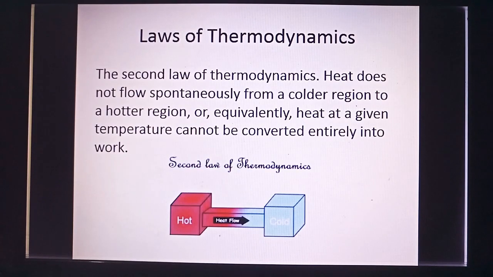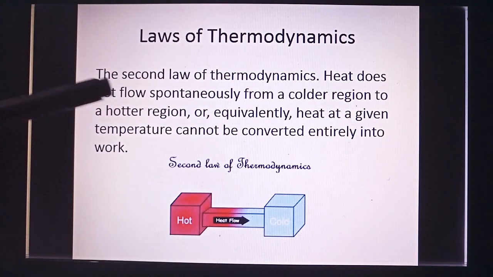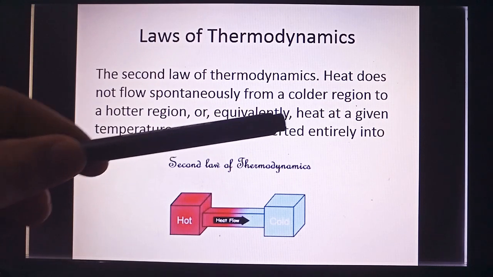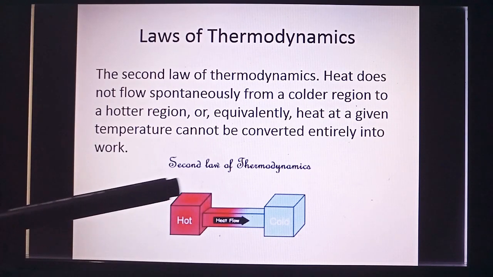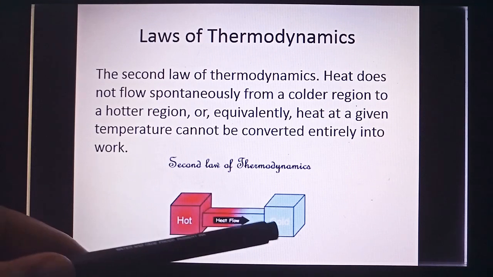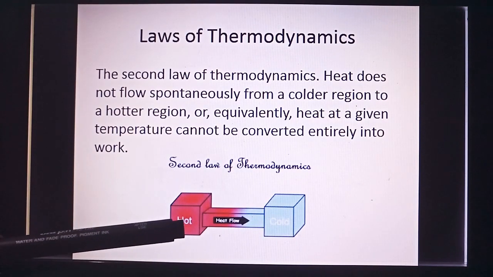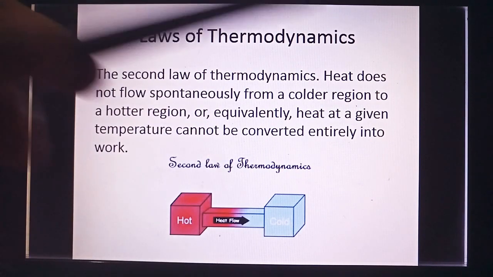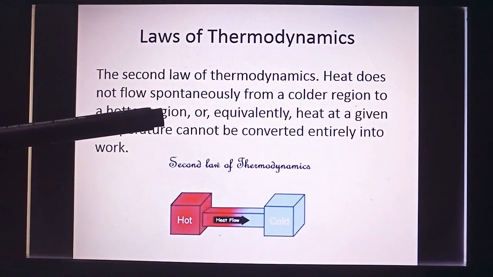The second law of thermodynamics is all about heat. Heat does not flow spontaneously from a colder region to a hotter region, or equivalently, heat at a given temperature cannot be converted entirely into work. Try to look at this one. This is the hot surface, and this is the cold surface of, let's say, a metal. Now, heat flows from hot to cold. That is the second law of thermodynamics. Heat does not flow spontaneously from a colder region to a hotter region.